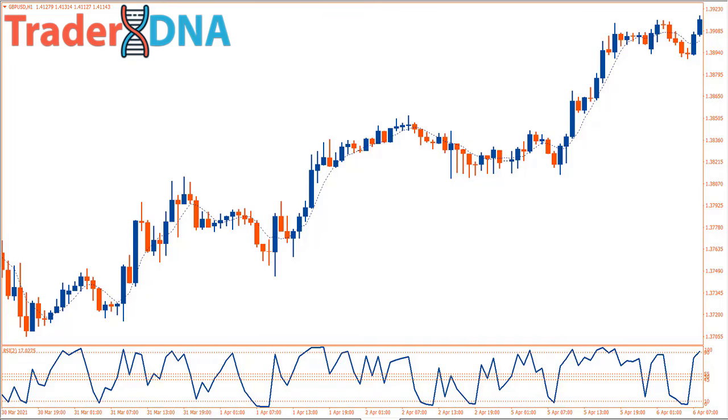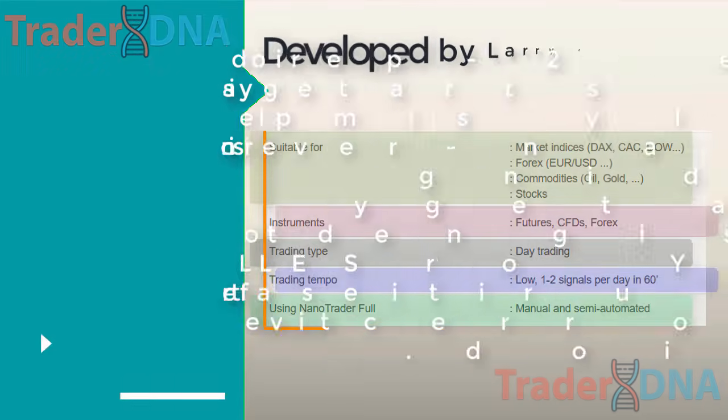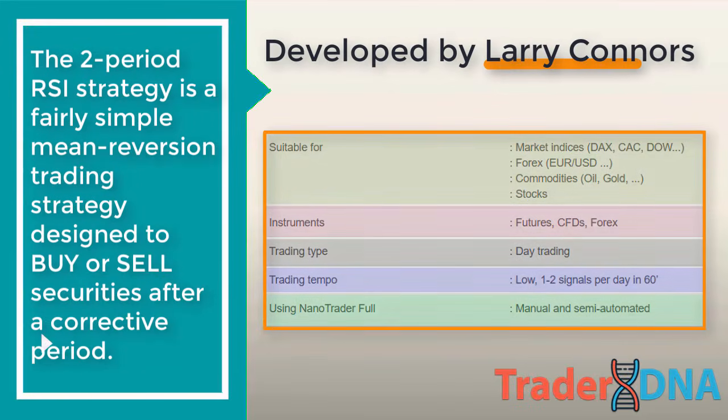We've based many of our trading strategies around the 2-period RSI, as we feel it is an incredibly powerful indicator when it comes to signaling overbought and oversold conditions by comparing the magnitude of recent gains to the magnitude of recent losses. Developed by Larry Connors, the 2-period RSI strategy is a fairly simple mean reversion trading strategy designed to buy or sell securities after a corrective period.